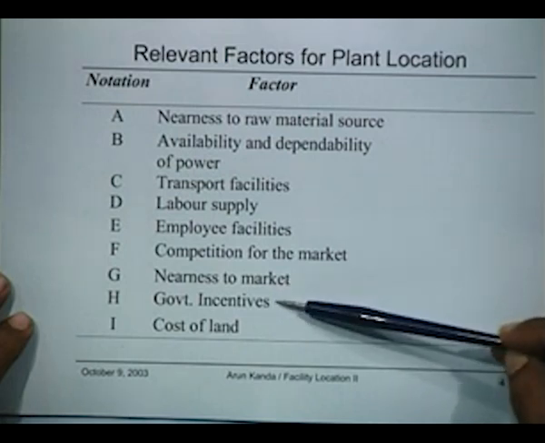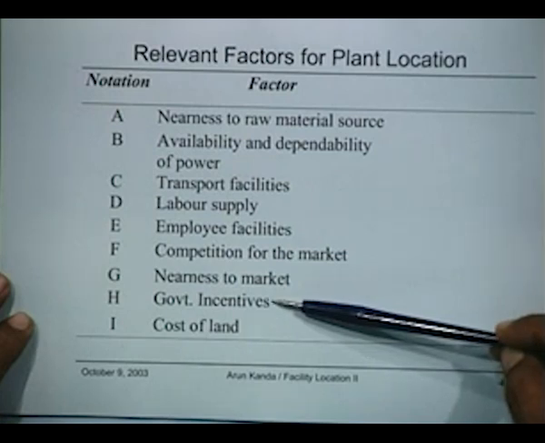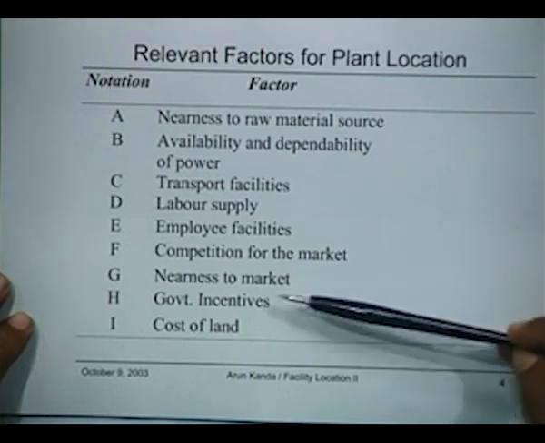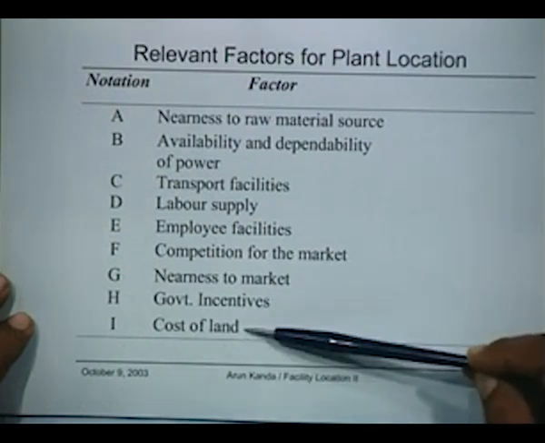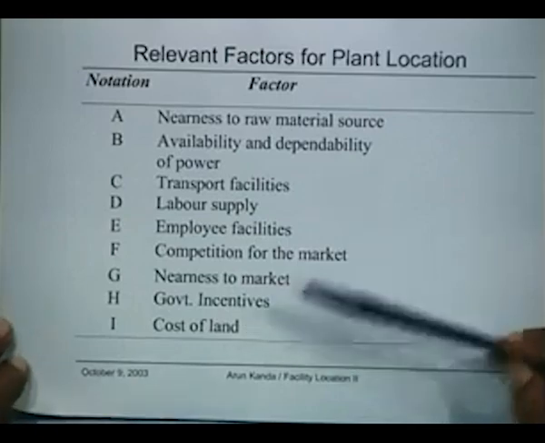Government incentives. You know, typically the government might want to give certain kinds of incentives for certain locations, maybe to encourage development of certain backward areas, or those kinds of things. So these are the kinds of incentives that are available. And then finally the cost of land at that particular site which you are considering. In fact, you see that these factors are almost generic. In any plant location problem, you would have to consider these various factors. The only thing that would happen is that the relative importance you might give to these factors could vary depending upon the nature of the plant.